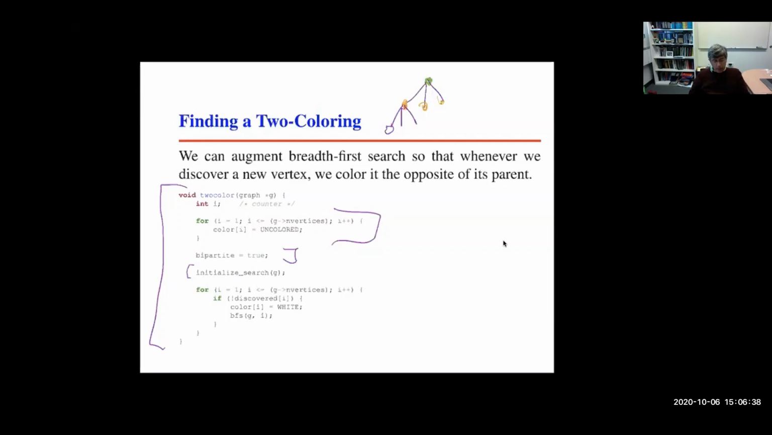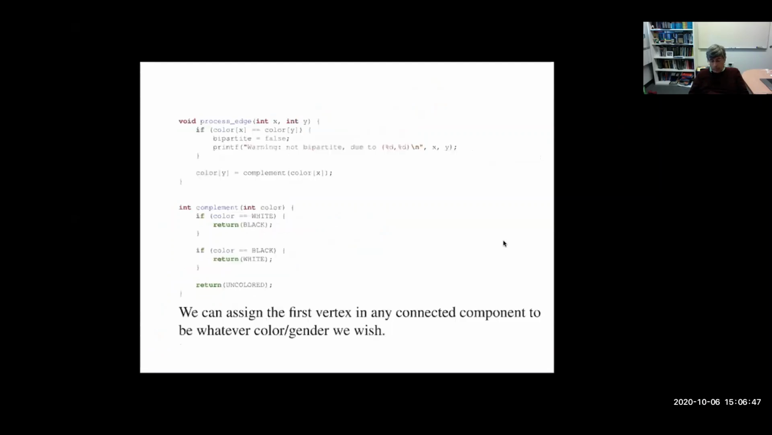The first vertex we're going to say is white, so the component will start white. We'll do a breadth first search, and we need to do something whenever we see an edge. If we have an edge x, y, and the color of x is the same as the color of y, then we're in trouble. Every coloring we did was forced. This can't be bipartite, and we go back and complain and bomb out.